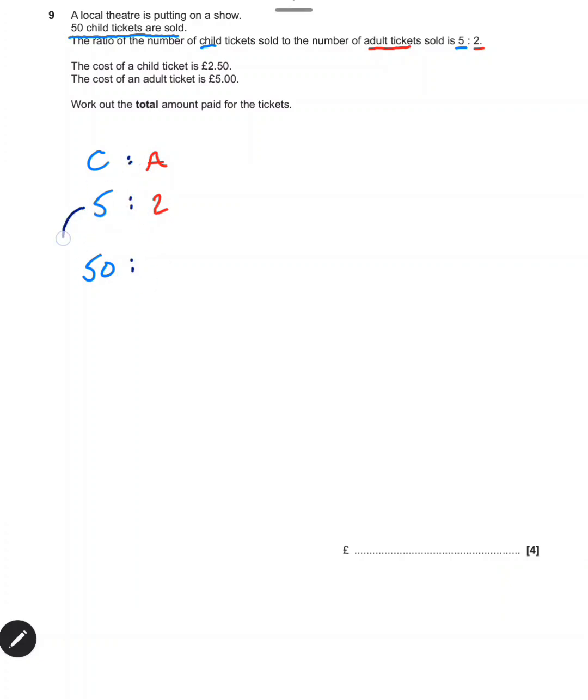Why have I done that? Well, straight away I can see my starting ratio gets multiplied by 10 to figure out the actual amount of tickets sold. So I'm going to do the same for the adults. If we times that by 10, that is now the number of adult tickets that were sold. We've now got the actual money work to do. So let's just focus on the child tickets.